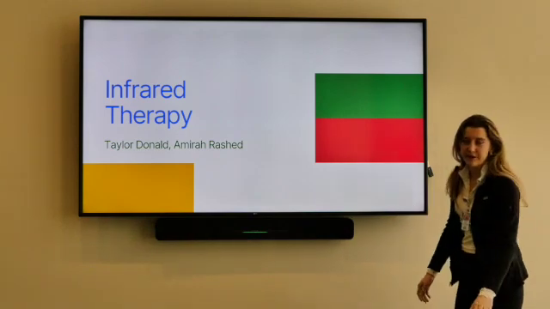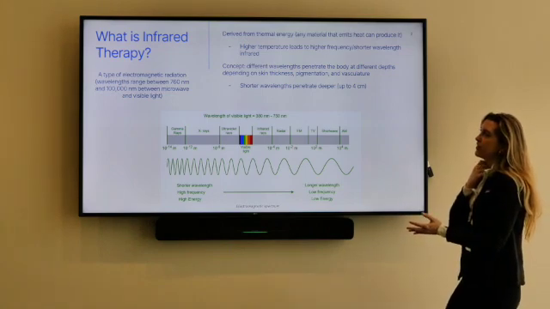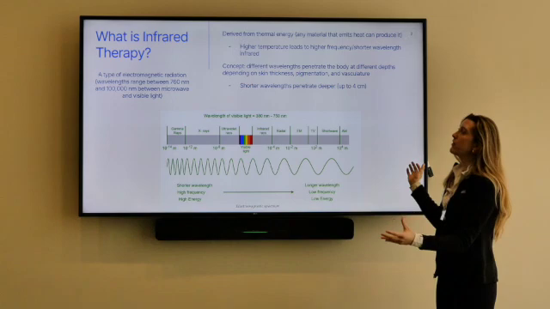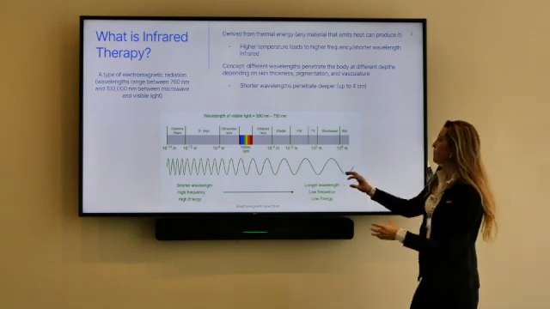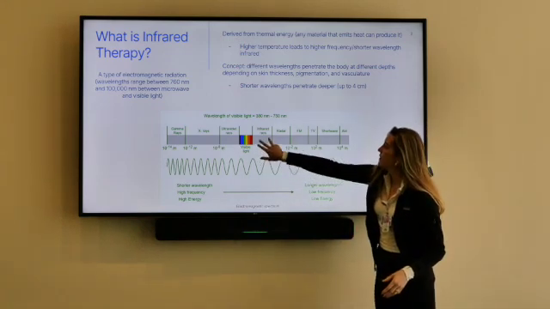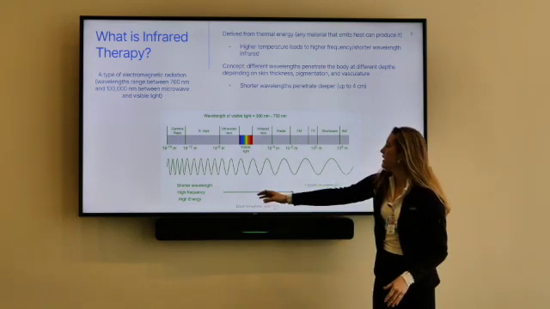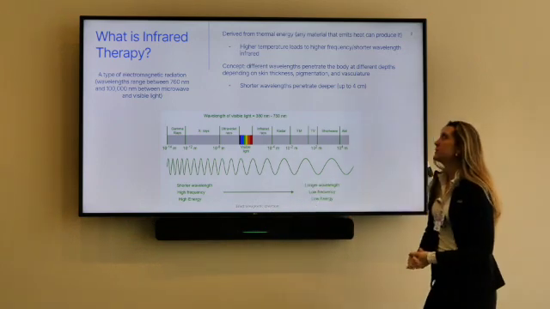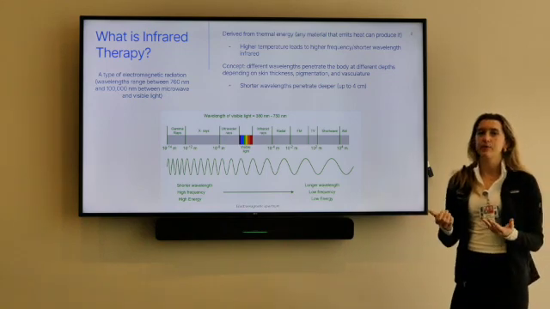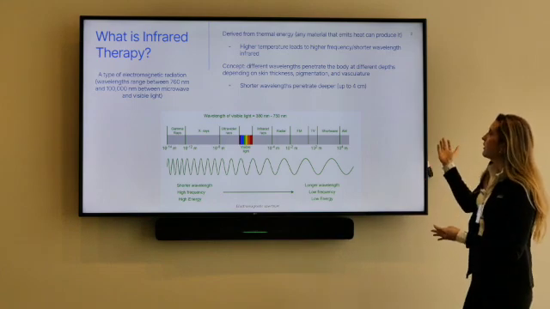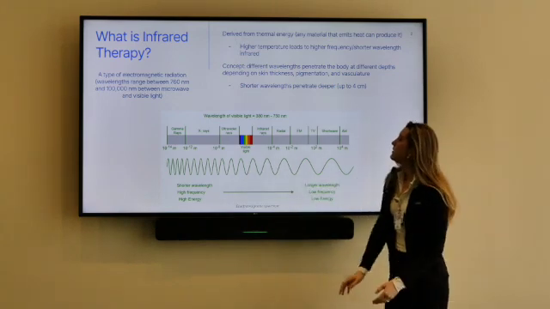We decided to do our presentation on infrared therapy. So what is it? It's a type of electromagnetic radiation. It has wavelengths that range between 760 nanometers to 100,000 nanometers, between microwave and visible light. So you can see here, it hangs out right above visible light, generally in the middle in terms of wavelength and frequency compared to many of the other lights that we have in the universe. It's derived from thermal energy, so essentially any material that emits heat can produce it. Higher temperatures will lead to higher frequencies and shorter wavelengths, so closer to this side.